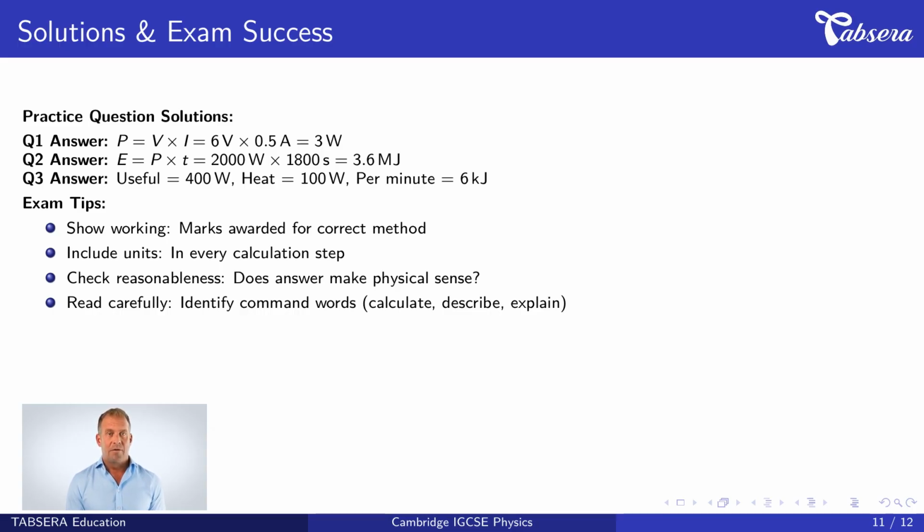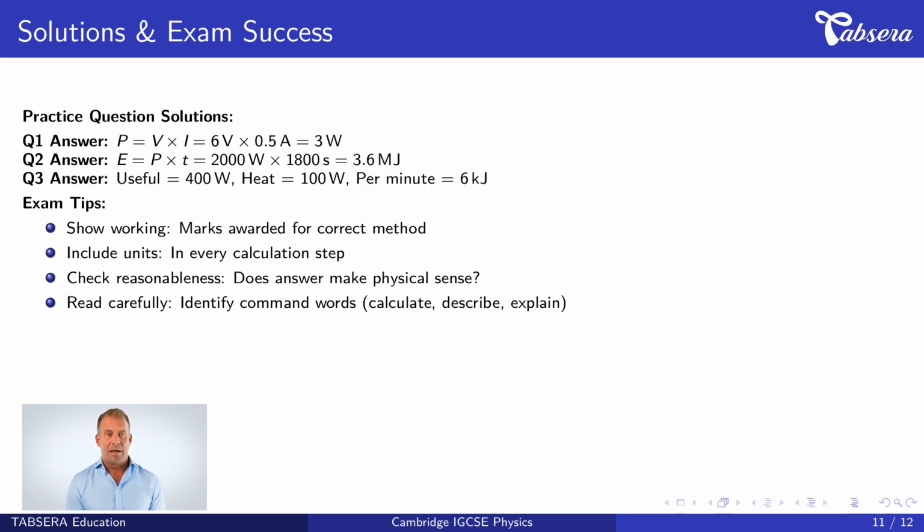For question 2, first convert time. 30 minutes equals 1800 seconds. Then E equals P times T equals 2000 watts times 1800 seconds equals 3.6 million joules, which is 3.6 megajoules.